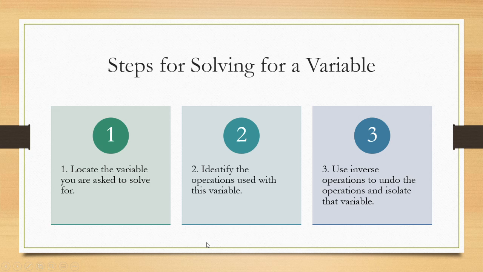Steps for solving for a variable. The first step is to locate the variable you're asked to solve for. You need to see where it is to see what you need to move around. Then you need to identify the operations used with this variable. Are things being multiplied to it? Are things being added to it? And then you need to use inverse operations to undo the operations and isolate the variable that we're looking for. Let's look at some examples.